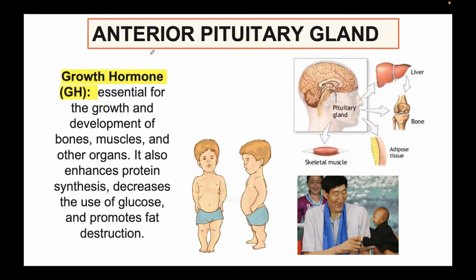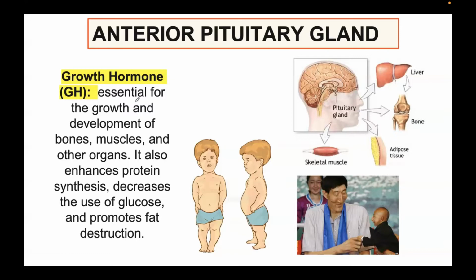Start po muna tayo kay pituitary gland. Si pituitary gland, it has its anterior and posterior lobe. Okay, ito siya. So, unahin natin si anterior pituitary gland. We have the growth hormone, your GH. It is essential for the growth and development of muscles, bones, and other organs. It also enhances the protein synthesis, decreases the use of glucose, and promotes fat destruction. Okay? Again, your anterior pituitary gland, we have the growth hormone that is essential for the development of a person.